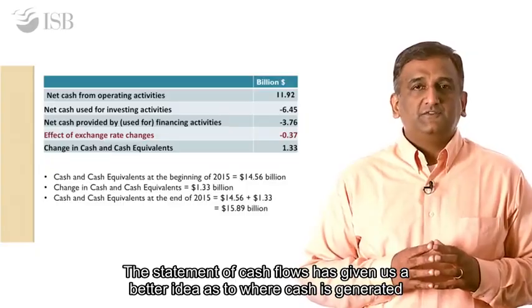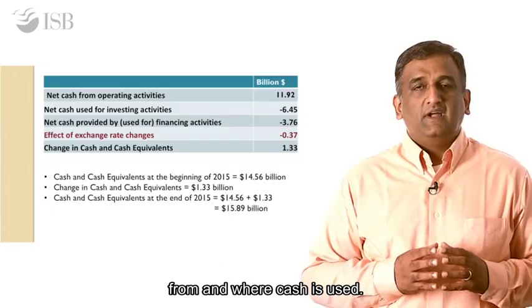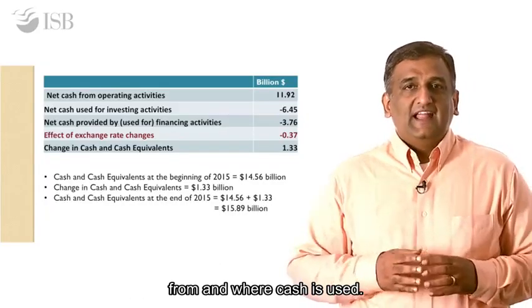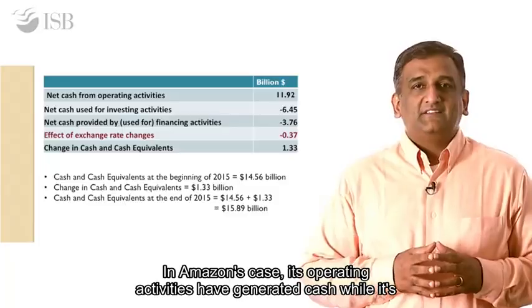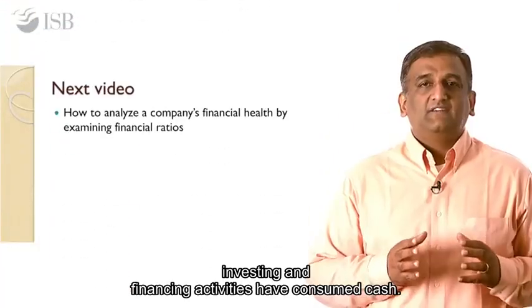The statement of cash flows has given us a better idea as to where cash is generated from and where cash is used. In Amazon's case, its operating activities have generated cash, while its investing and financing activities have consumed cash.